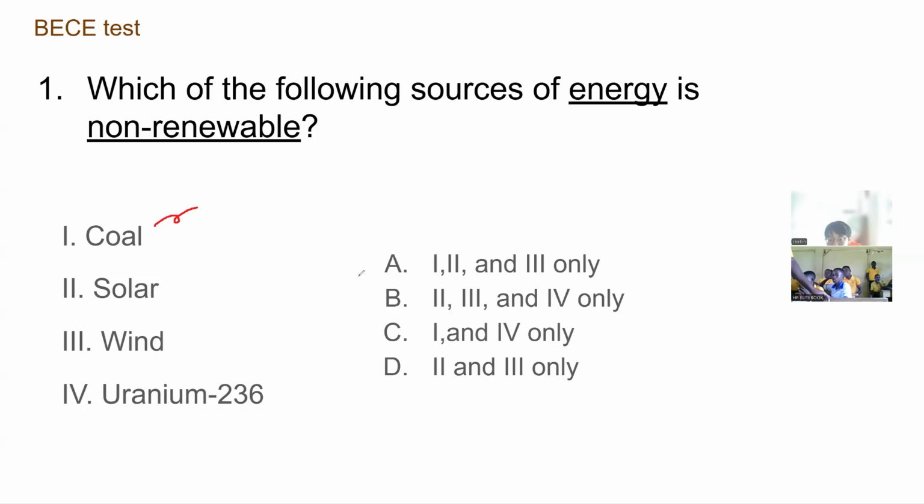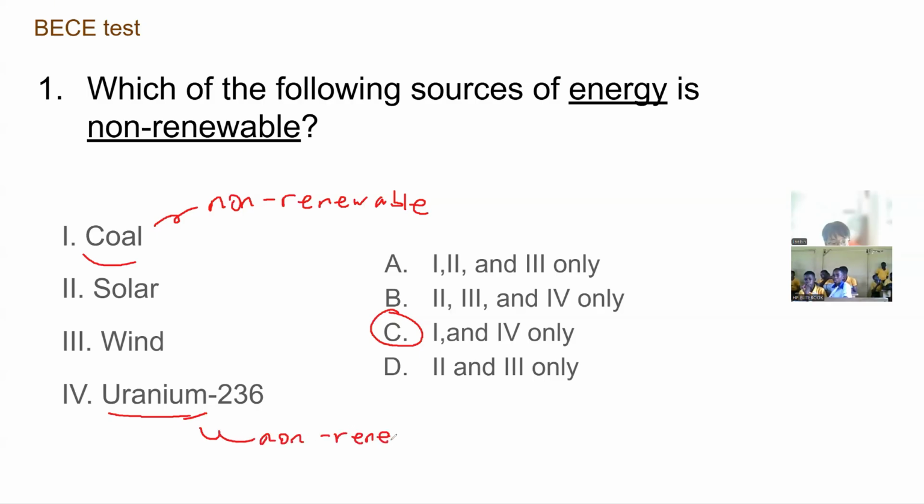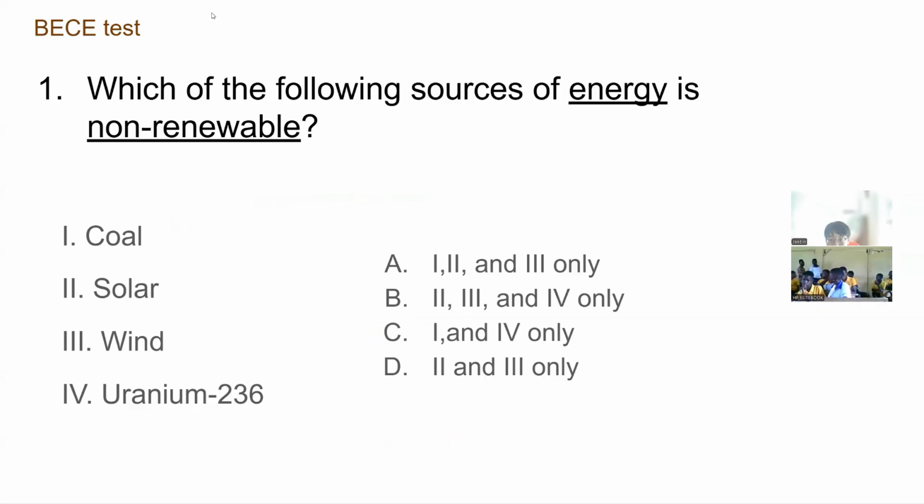C. Oh, yes, I think I heard C. That is correct. Great job again for this question. Coal is non-renewable. Solar is actually renewable. Wind is also renewable, but uranium is non-renewable. So it's C, 1 and 4 only. Yeah, the answer is C. Great job.